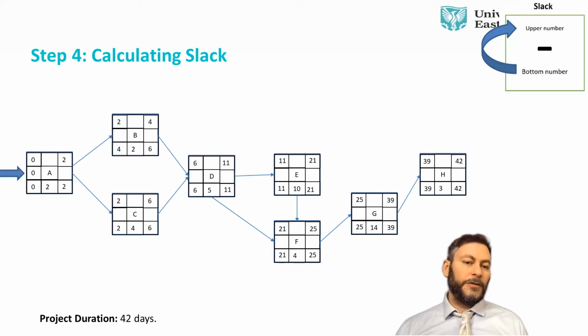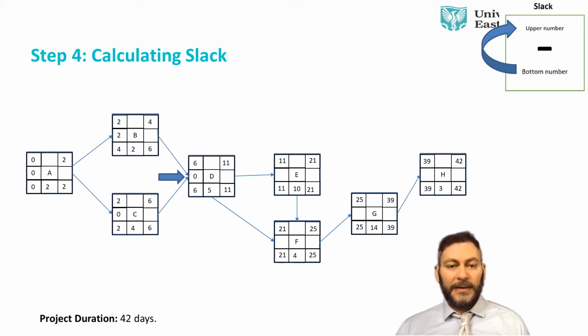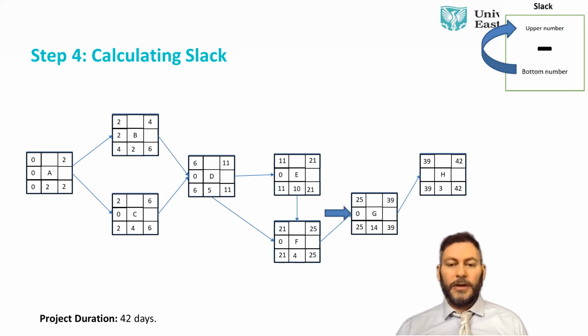So we start with the first one, 0 minus 0 is 0. We move to the next one, activity B, 4 minus 2 is 2. So we have a slack of 2 days there, whereas activity C, 2 minus 2 is 0. D, 6 minus 6 is 0. E, 11 minus 11 is 0. 21 minus 21 is 0. 25, 25, 0. 39, 39, 0.